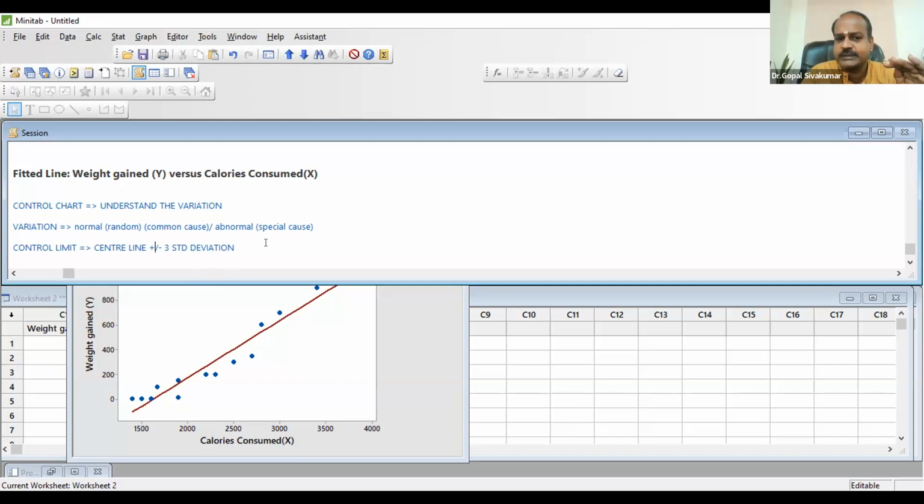Whenever you see an observation outside a control limit, that should be considered special cause. Am I right? That should be considered special cause. If you see your statistics always inside the control limit, this is known as common cause. Nothing to worry. Am I right? If you see your statistics inside the control limit, nothing to worry. But if you see your statistics outside the control limit, there is a piece of information which is important to be understood, isn't it? It may be good, it may be bad, we don't know, but it is special.